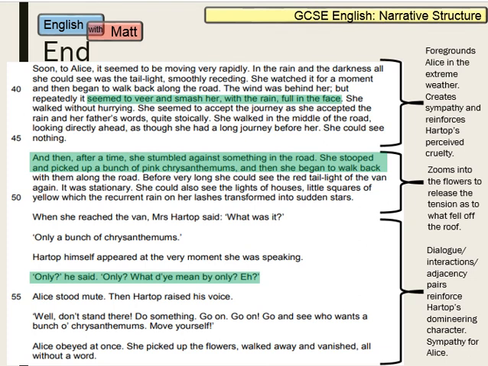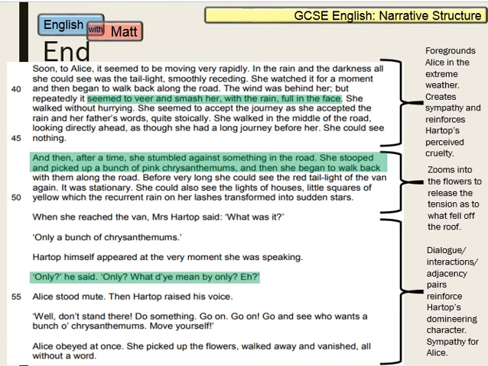She could see nothing. And then, after a time, she stumbled against something in the road. She stooped and picked up a bunch of pink chrysanthemums, and then she began to walk back with them along the road. Before very long she could see the red tail light of the van again. It was stationary. She could also see the lights of houses, little squares of yellow, which the recurrent rain on her lashes transformed into sudden stars. When she reached the van, Mrs. Hartop said, "What was it?" "Only a bunch of chrysanthemums."